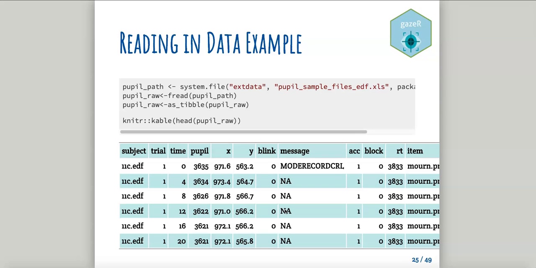To read in the data quickly, you can use data that's already stored in GAZAR, the pupil sample files _edf.xls. You can just read that in, and you will have a tibble that has a subject column, a trial column, a time column. What's great about this is that it's already converted to milliseconds for you. It's not eye tracker time. There's a pupil column, X, Y coordinates column, a blink column, a message column, and then you also have behavioral data. GAZAR can also parse your behavioral data as well, but I'm not going to go into that for this talk because I don't have enough time.